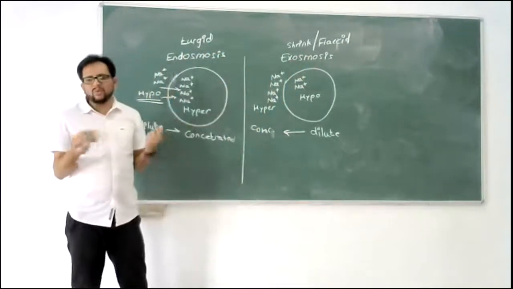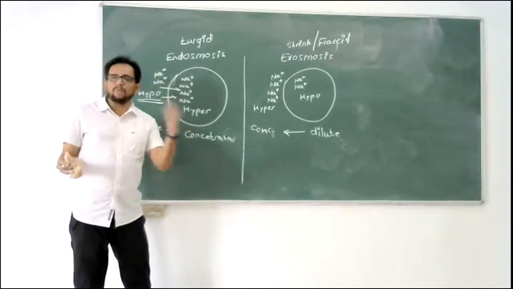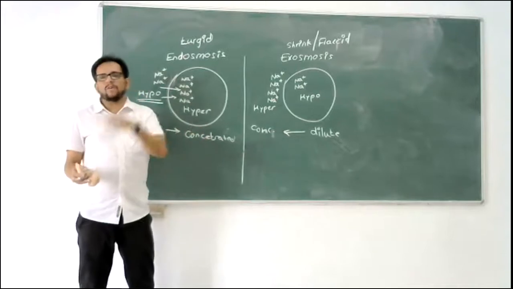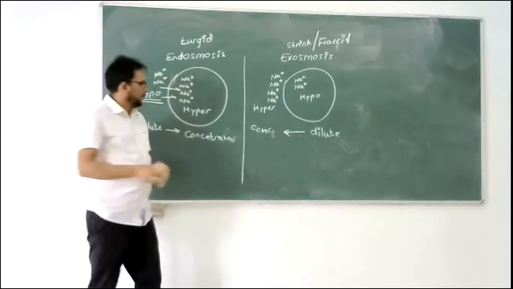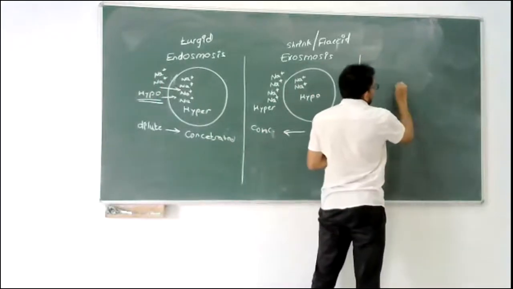And when it is an isotonic situation, there is no net movement of water. Even if water moves out, the same amount of water comes inside. Okay, I guess you can see the curve. So let me draw that.